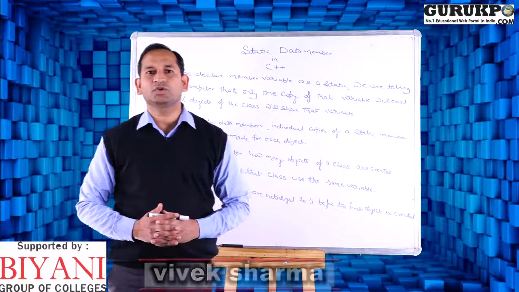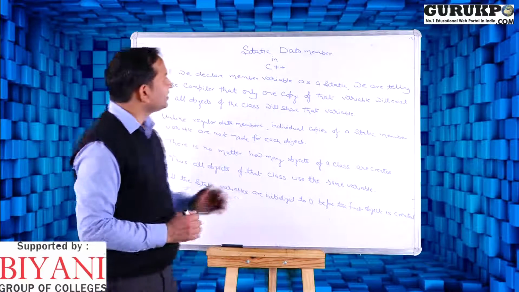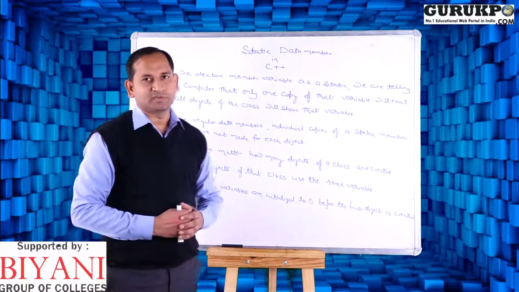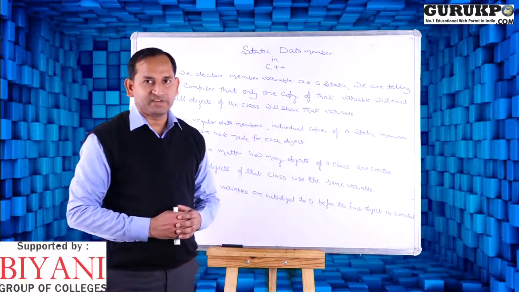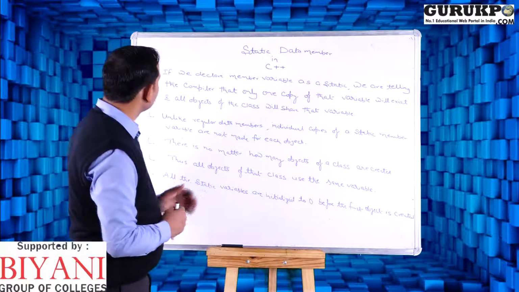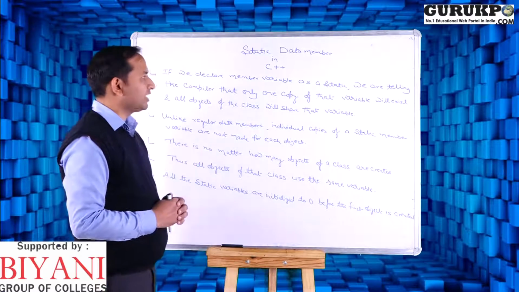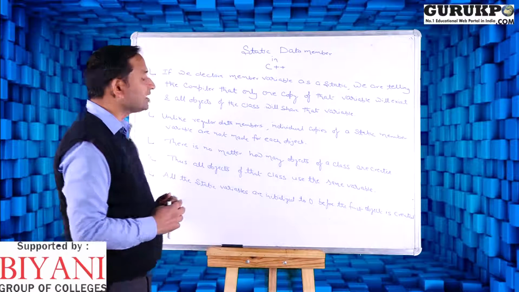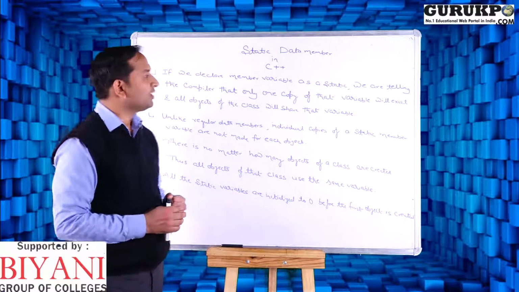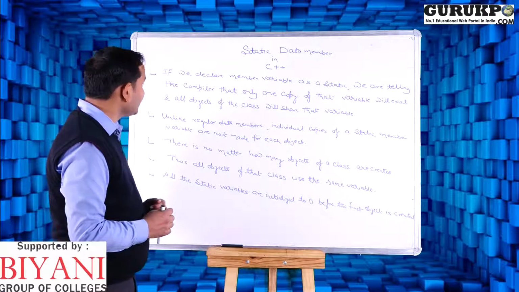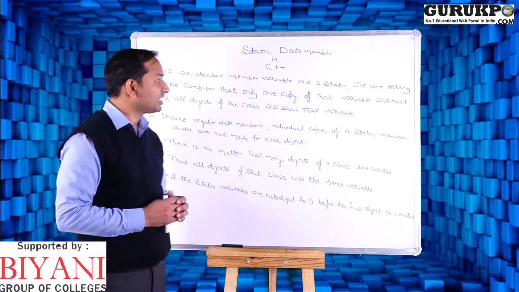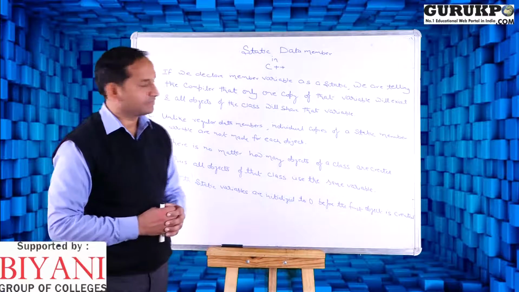Today I am here to deliver a lecture on static data members in C++. First we discuss the definition of static data members. If we declare a member variable as static, we are telling the compiler that only one copy of that variable will exist and all objects of the class will share that variable.